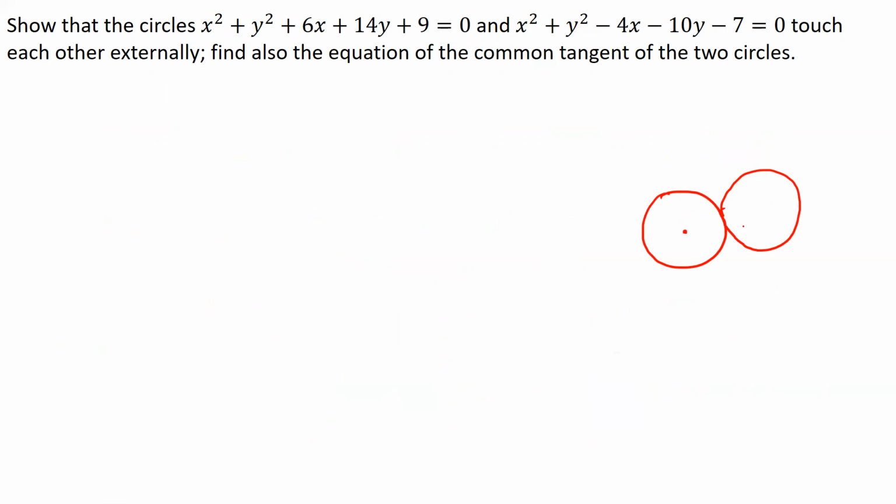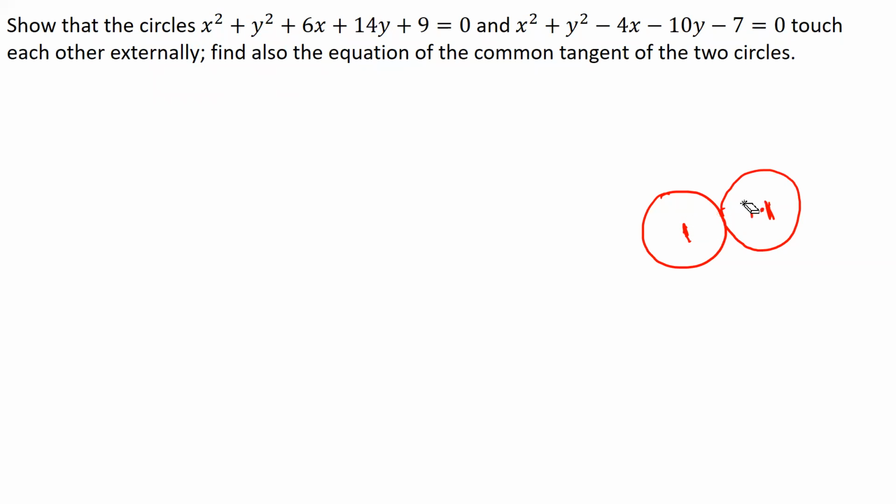So assume that these are the two centers of the circle, and this is the radius of the first circle and this is the radius of the second circle. Now if these two circles touch each other externally, this means that the distance between the centers of the two circles is actually just the sum of the radii. So the radius of the first circle plus the radius of the second circle.